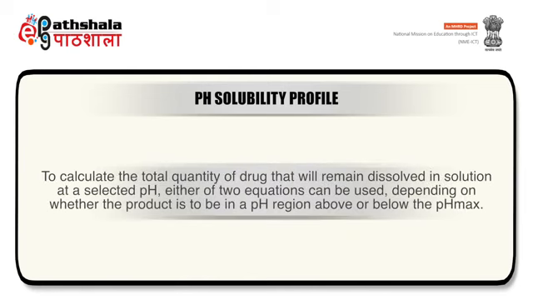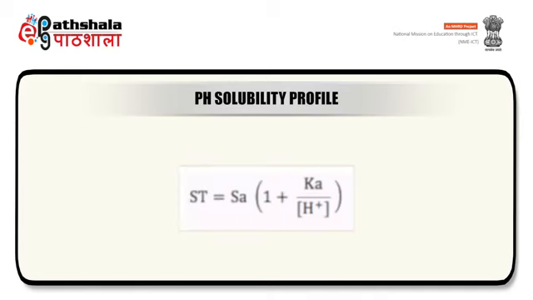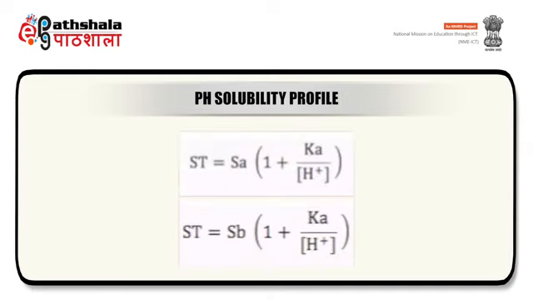To calculate the total quantity of drug that will remain dissolved in solution at a selected pH, either of two equations can be used depending on whether the product is to be in a pH region above or below the pH maximum. The following equation is used in the pH range below the pH maximum. The next equation is used in the pH range above the pH maximum. In these equations, SA represents saturation solubility of free acid and SB represents saturation solubility of salt form.